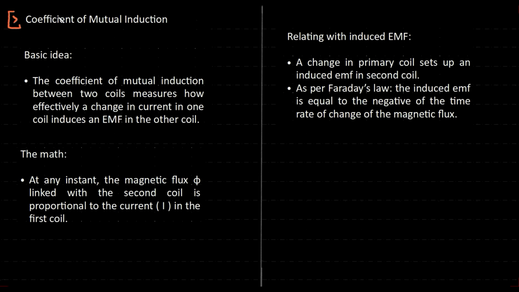Now let's look at coefficient of mutual induction. So basically, how effective is our setup so that the induction takes place. So any change in the first coil, how effectively is it seen in the second coil. To give it a mathematical dimension, we use coefficient of mutual induction.